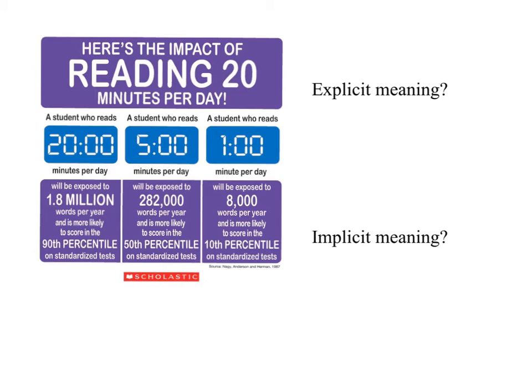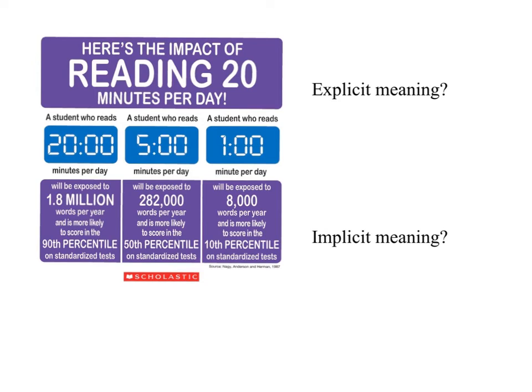A student who reads 5 minutes per day instead of 20 will be exposed to 282,000 words per year and score usually within the 50th percentile on standardized tests. And then those students who read only 1 minute per day will only be exposed to 8,000 words a year and are really only likely to score in the 10th percentile. And the 10th percentile means 90% of the students in the same age range or grade range will score better. So that's the explicit meaning.